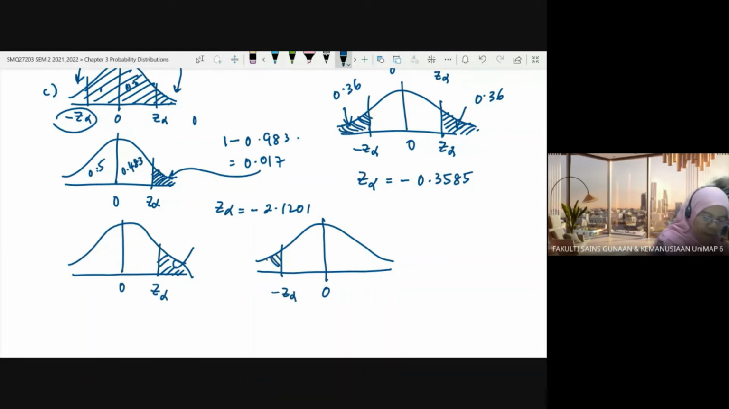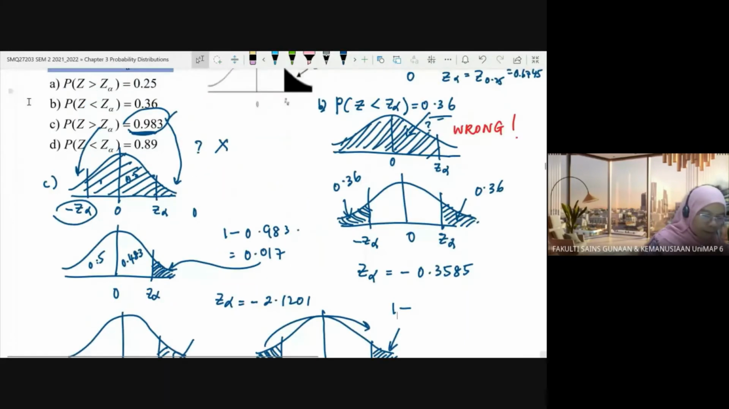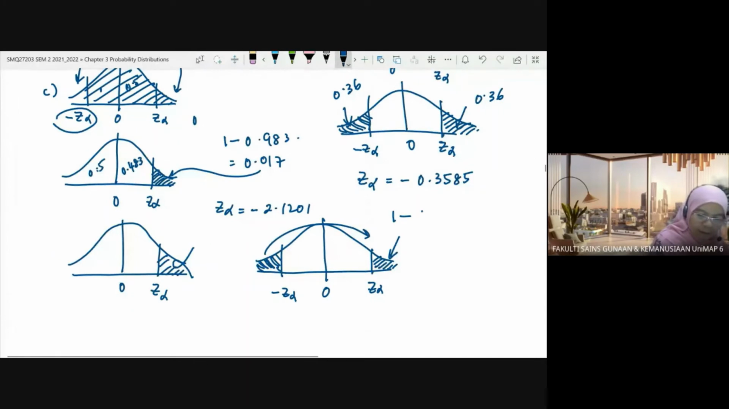So if we are looking for the upper tail table, we are looking for this particular region transformed into this part, that will be Z alpha over here. And the value, easiest way, will be 1 minus the given value, 0.983. So this is your alpha here. What alpha value are you looking for? 1 minus 0.983 will give you 0.017. So this is the area that gives you this particular region.